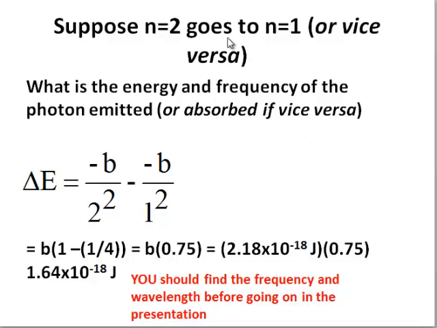Alright, now suppose n equals 2 goes to n equals 1, or vice versa, 1 goes to 2. What is the energy and frequency of the photon emitted or absorbed, and vice versa if 1 is going to 2? The change in energy, remember we use these deltas for change, is the energy of 2 minus the energy of 1. Now I write down that change this way. I put 2 first, regardless of whether we're going up or down in energy, because I want to get a positive number.